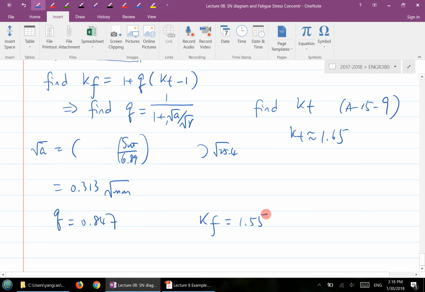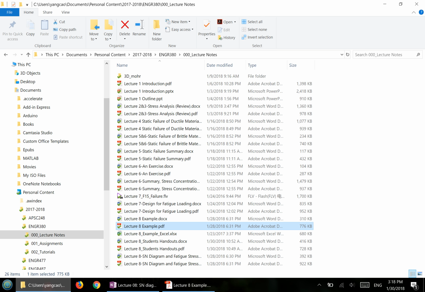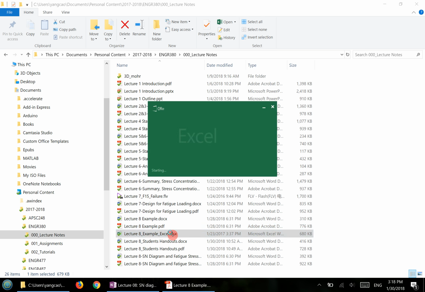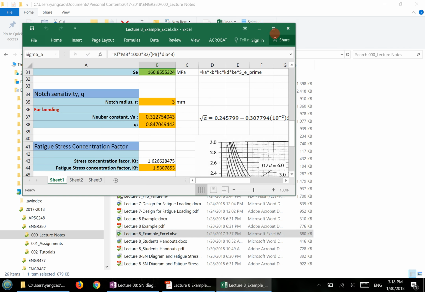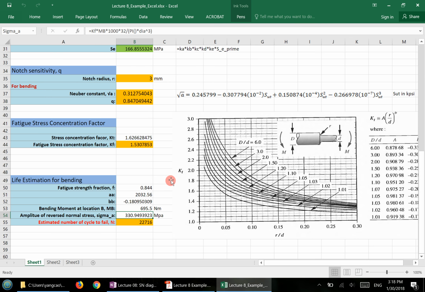I'll finish this example in the next lecture, but take a look at the lecture notes. I'm also going to upload an Excel file, which helps you with the calculation, for example the Neuber constant.